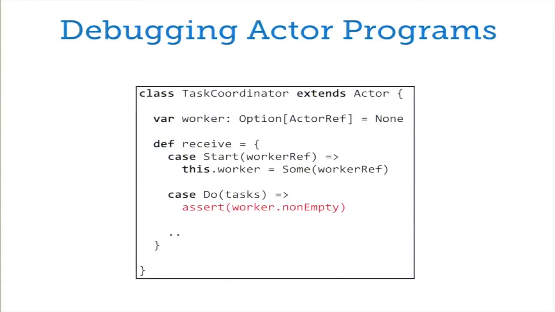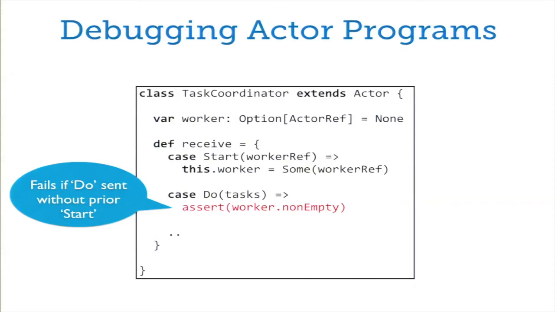And here we simply define the behavior of this actor. The behavior says, in the case when the actor receives a start message, which contains a reference to a worker actor, we're just going to initialize our field, okay? So then this field is now a non-empty option, right? In a second case where we receive a do message, and the do message contains a collection of tasks that should be performed, well, of course, we want our worker to perform these tasks. And so we want to assert that our worker field is non-empty, right? Should be a non-empty option.